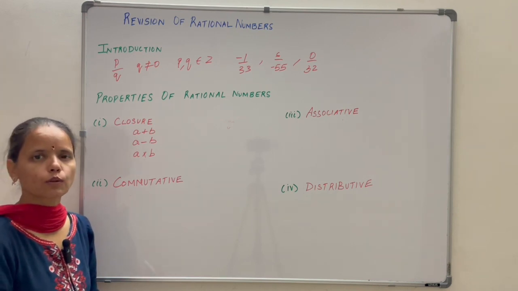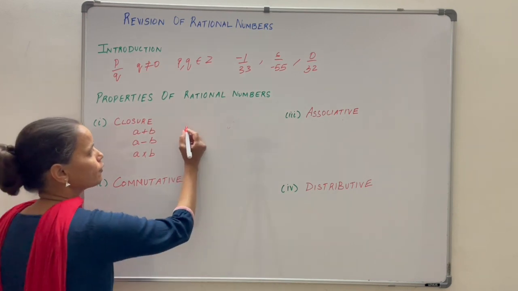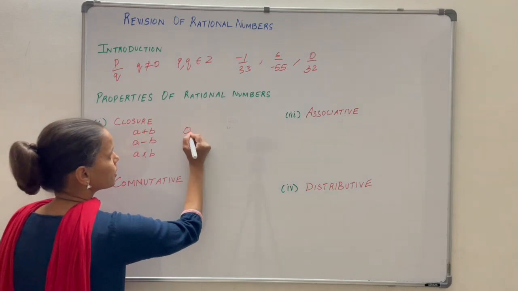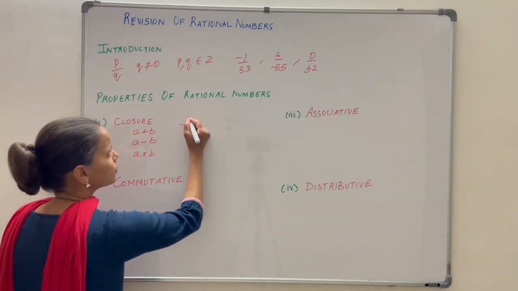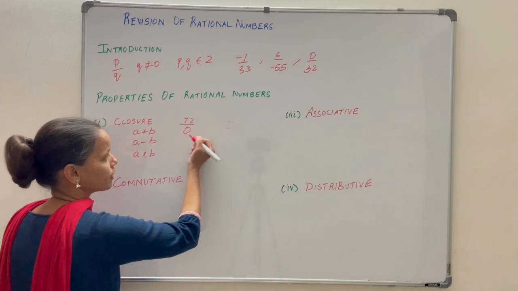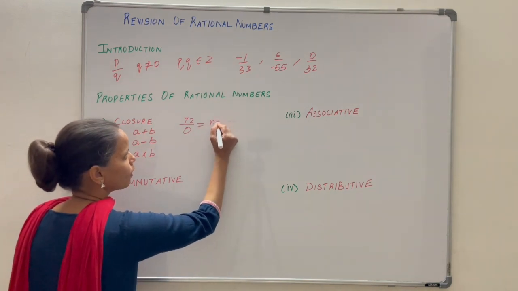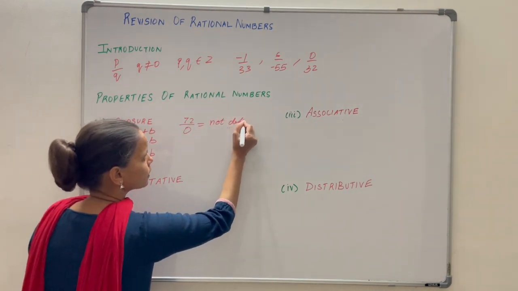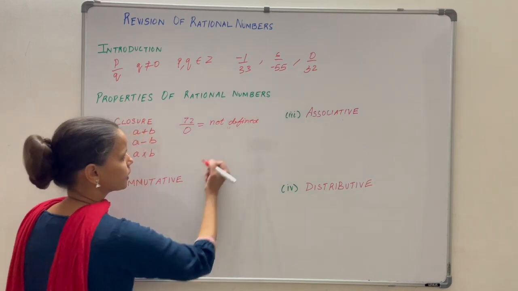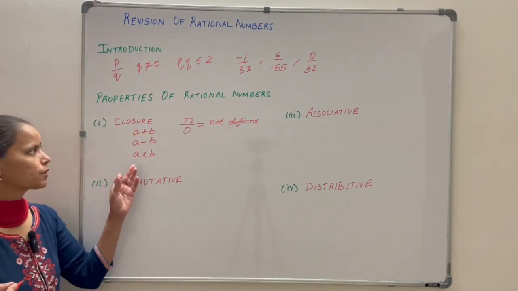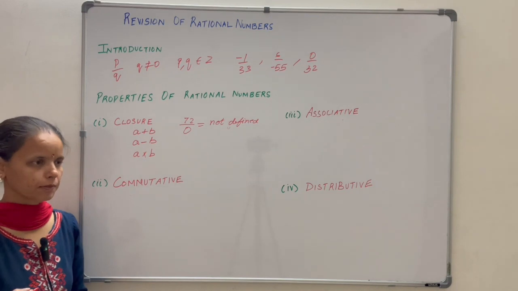But it is not closed under division because when you divide a rational number, say 72, by 0, you get not defined. So it is not closed under division. Rational numbers are closed under addition, subtraction and multiplication.